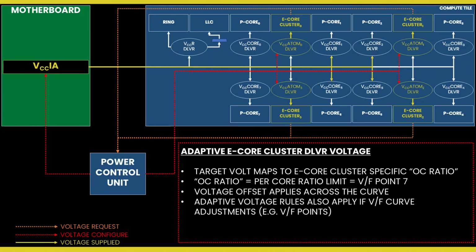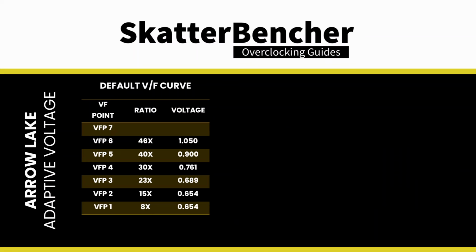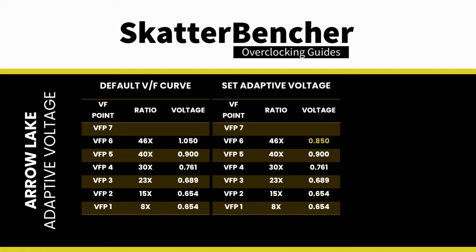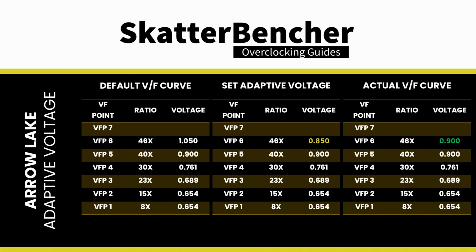Second, any adjustments made to the VF curve are still subject to the aforementioned rules for adaptive voltage. That includes the adjustments for the VF points. For example, let's say the E-core cluster 0 voltages for VF points 5 and 6 are 0.9 volt and 1.05 volt respectively. If I configure a minus 200 mV offset for VF.6, then the effective voltage will be 0.9 volt, not 0.85 volt, because adaptive voltage rule number 1 is enforced.